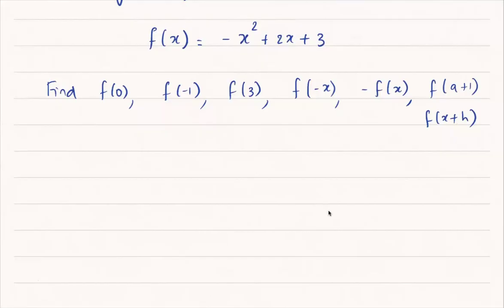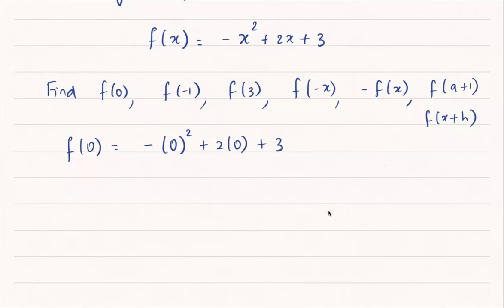In order to do that, all we are doing is to evaluate f of 0, we go to the function, and wherever you see x in the function, you replace it with this input 0. So you have negative 0 squared plus 2 times 0 plus 3. So I want you to pay attention to substituting values. Wherever you see a negative sign, an exponent, it's always a good idea to substitute and use parentheses.